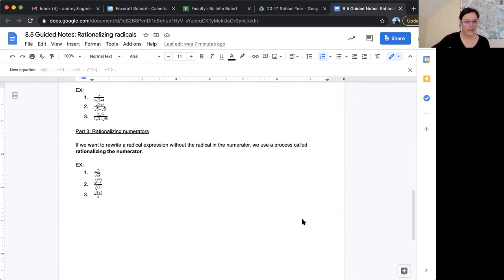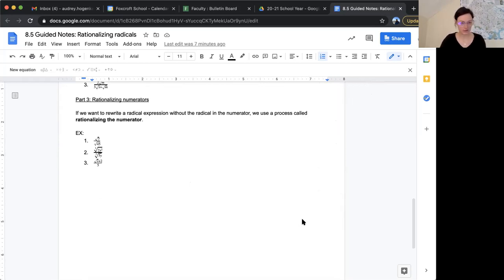And last but not least, we have rationalizing numerators. So if we want to rewrite a radical expression without the radical in the numerator, we use a process called rationalizing the numerator. And so what we are going to do is just jump into some examples here. It's a very similar process to rationalizing denominators. So for instance, square root of 7 over square root of 45.